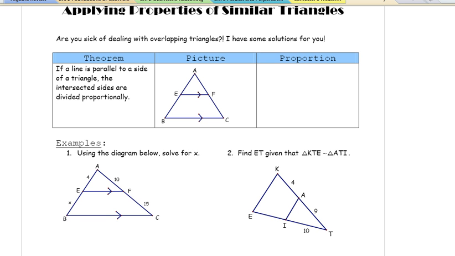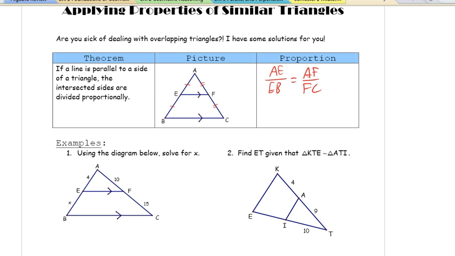What we have, though, is if a line is parallel to a side of a triangle, the intersected sides are divided proportionally. What I mean by that is that this over this is congruent to this over this. So we would say AE over EB is proportional to AF over FC. Okay, those are going to be proportional to each other.